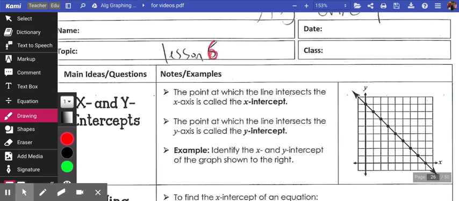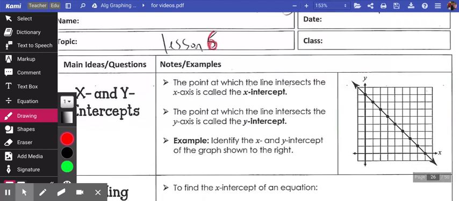All right, lesson 6 is another way to graph equations by finding the x and y intercepts. Kind of like they sound, the point at which the line intersects the x-axis, which would be right here, is the x-intercept. And the point where it intercepts the y-axis is the y-intercept.